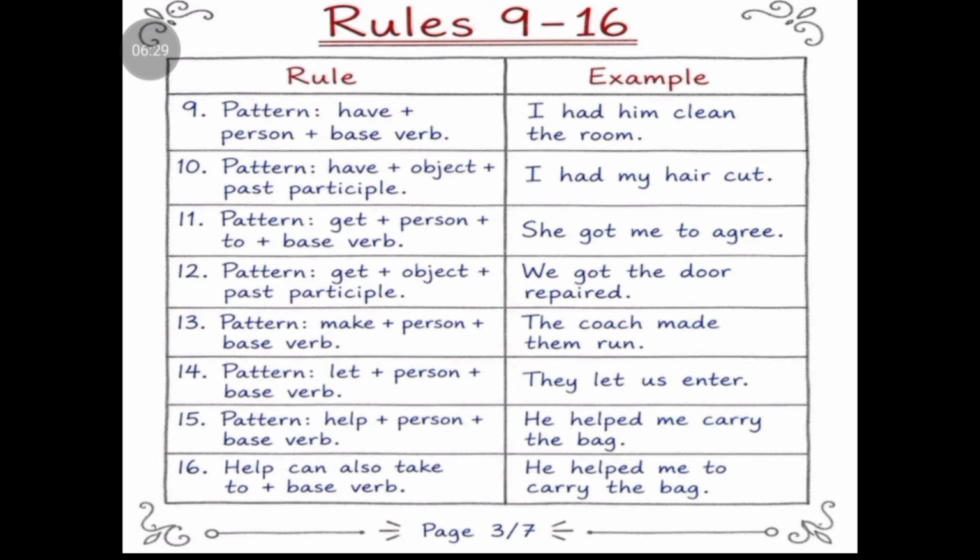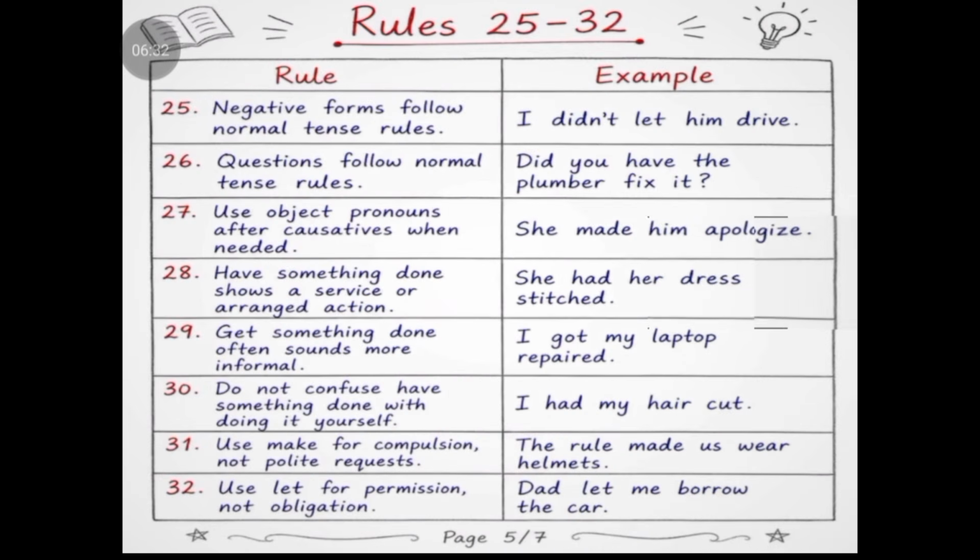We're going to skip to rule number 25. Negative forms follow normal tense rules. So if it is a negative sentence, it follows normal tense rules. For example, I didn't let him drive. So when you use did or didn't, you know what happens. Did puts the sentence into past tense, so the verb will remain the basic form of the verb.